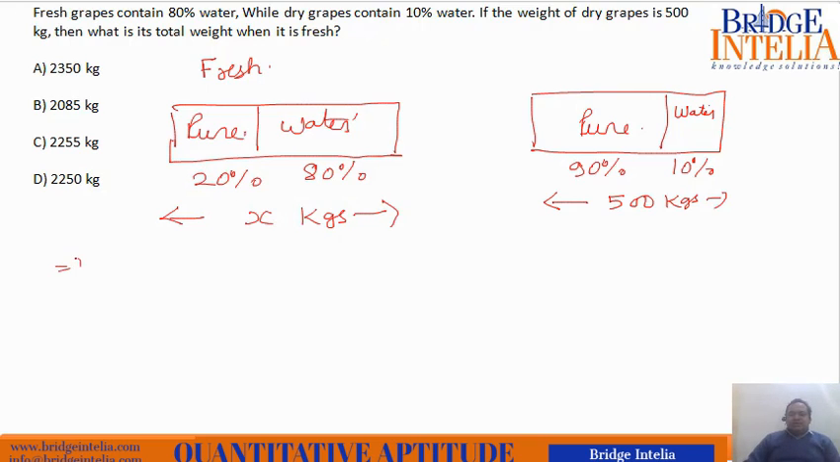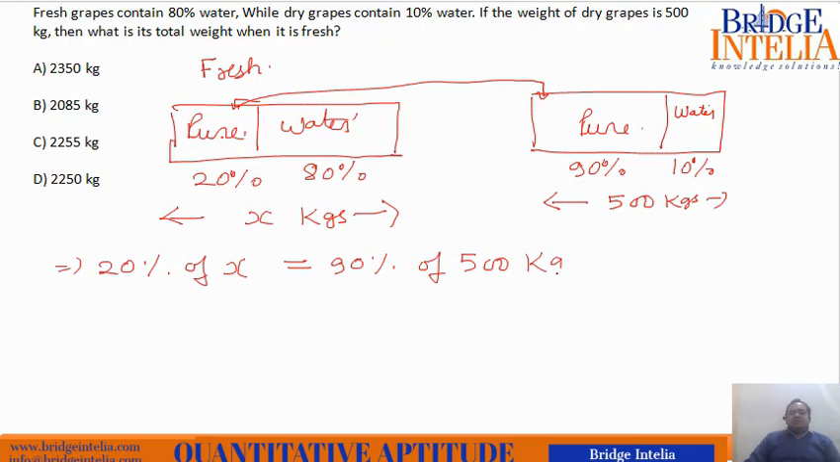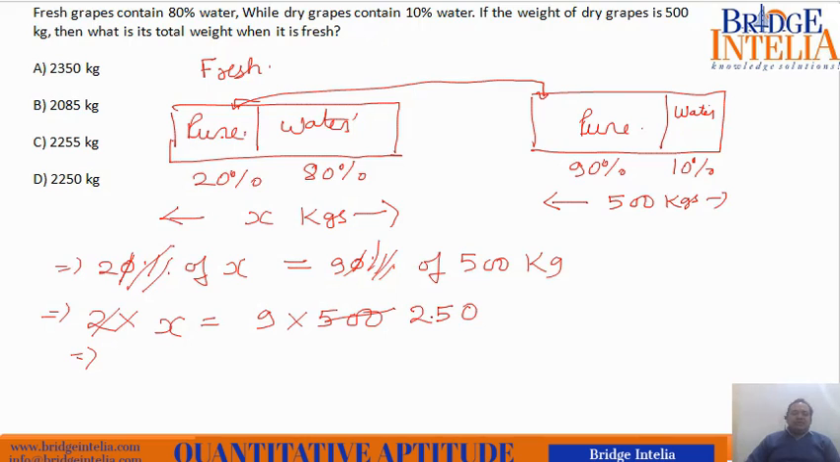The pure part is exactly the same quantity in both the samples. So what can you say? 20% of x must be exactly equal to 90% of 500 kgs. You can cancel the percentages. You can cancel 0 and 0. So from here, 2 into x is equal to 9 into 500. Cancelling 2 with 500 gives 250, so 250 into 9 is 2250.